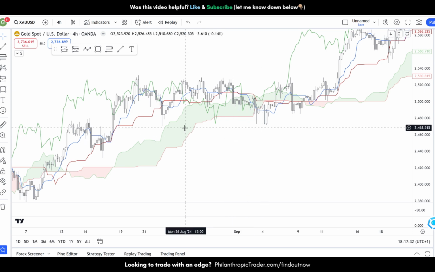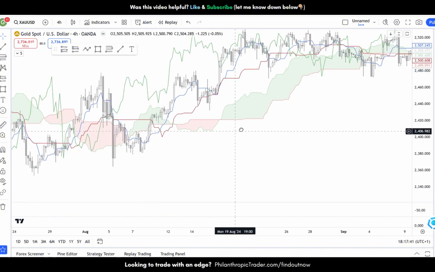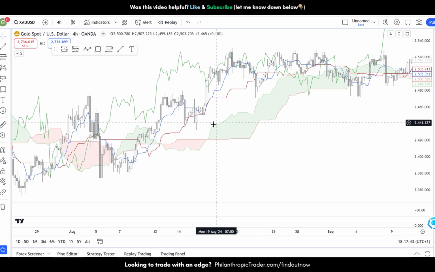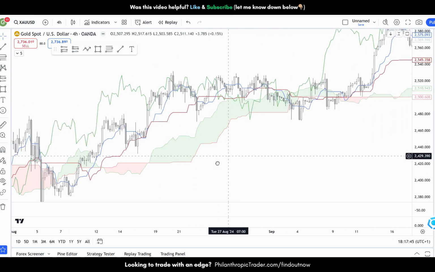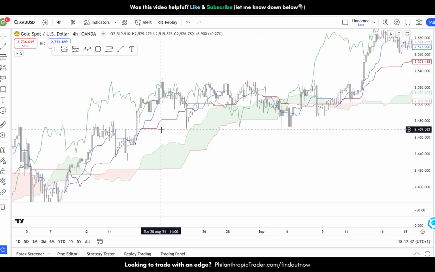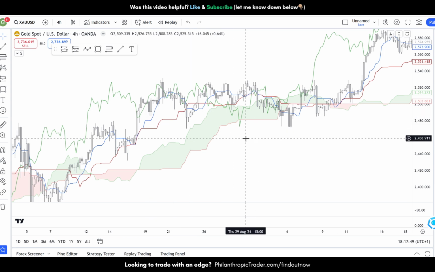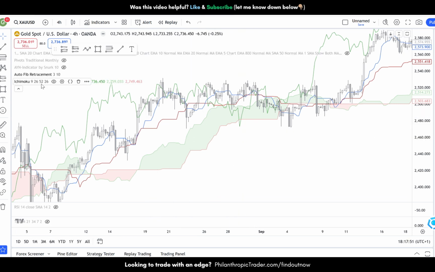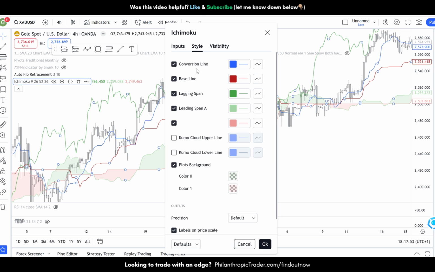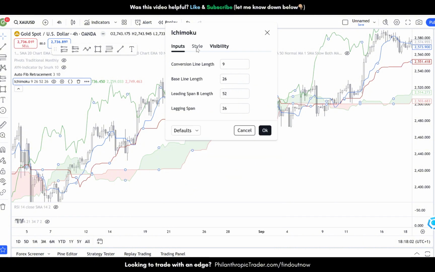But personally, again, I don't use this myself. In short, you see the green cloud and you see the red cloud. If price is above the green cloud, we're in an uptrend. And we also have three lines. It's called, let me see, we have the conversion line, the baseline, and was it the lagging span? I believe it was the lagging span.